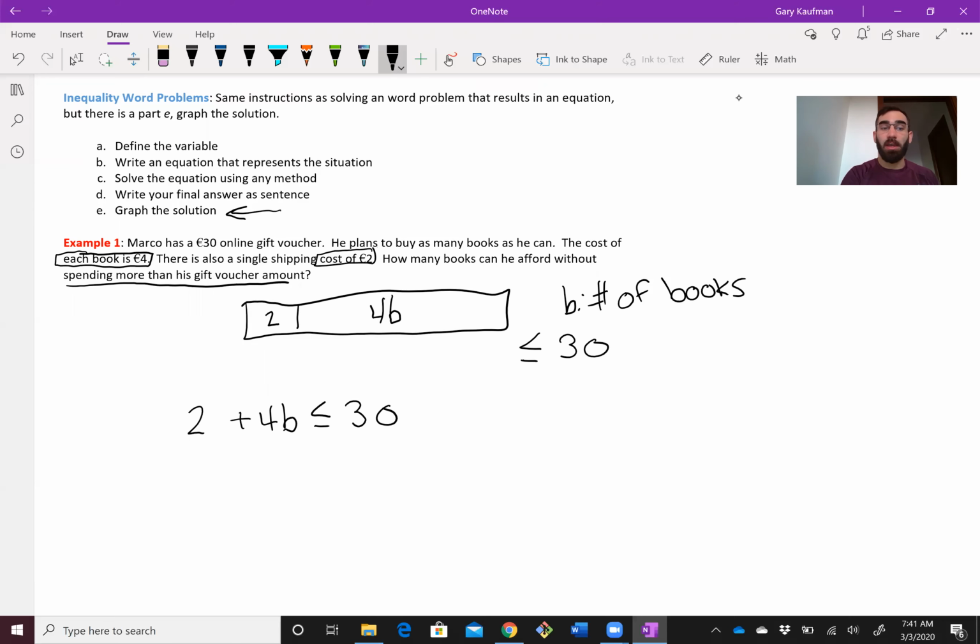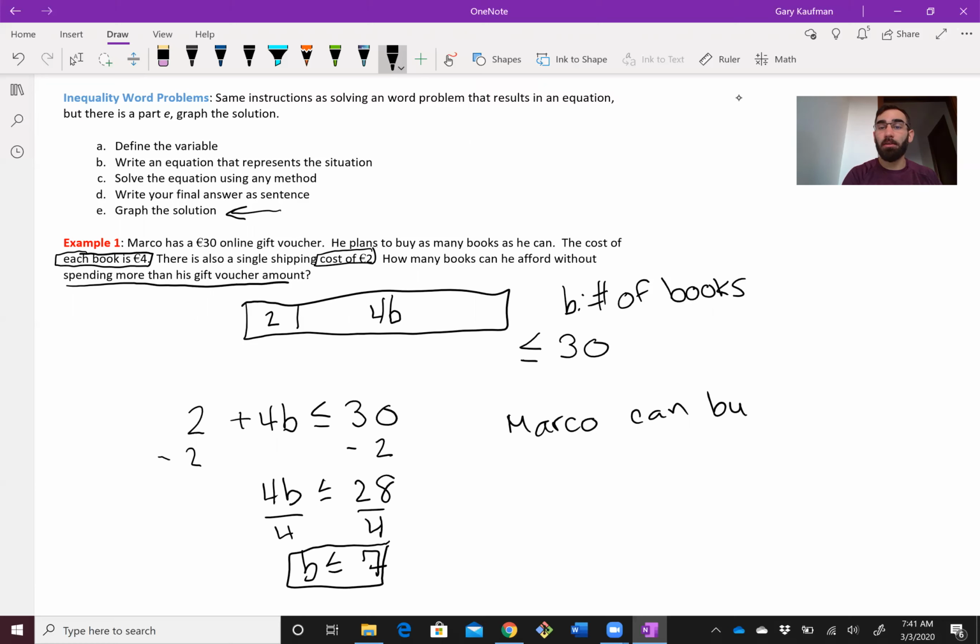This is where I now get to practice solving inequalities. Subtract 2 from both sides. 4B is less than or equal to 28. Divide both sides by 4 and get B is less than or equal to 7. Now I write myself a sentence. Marco can buy at most 7 books. Notice I say at most, because I'm not going to say he will buy 7. He might not. He might buy 6.